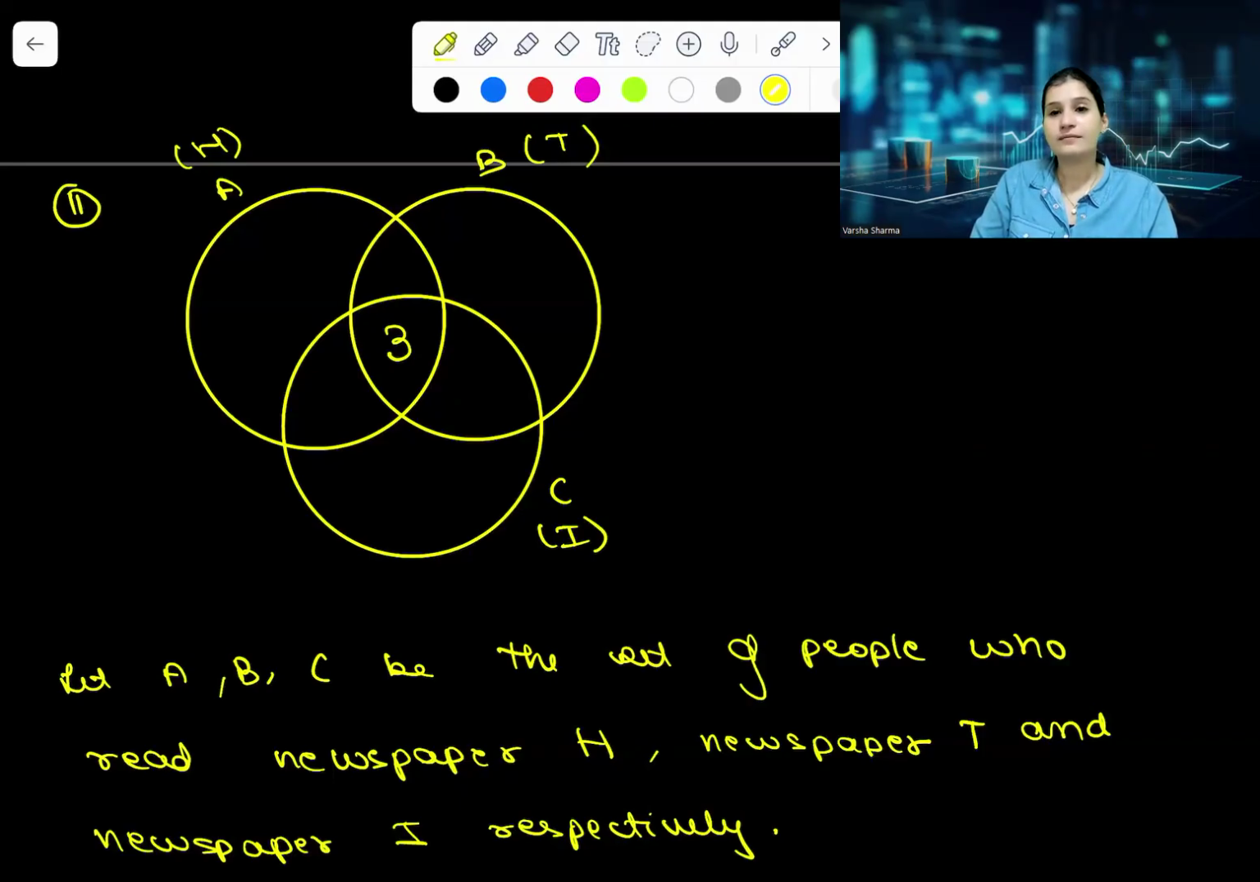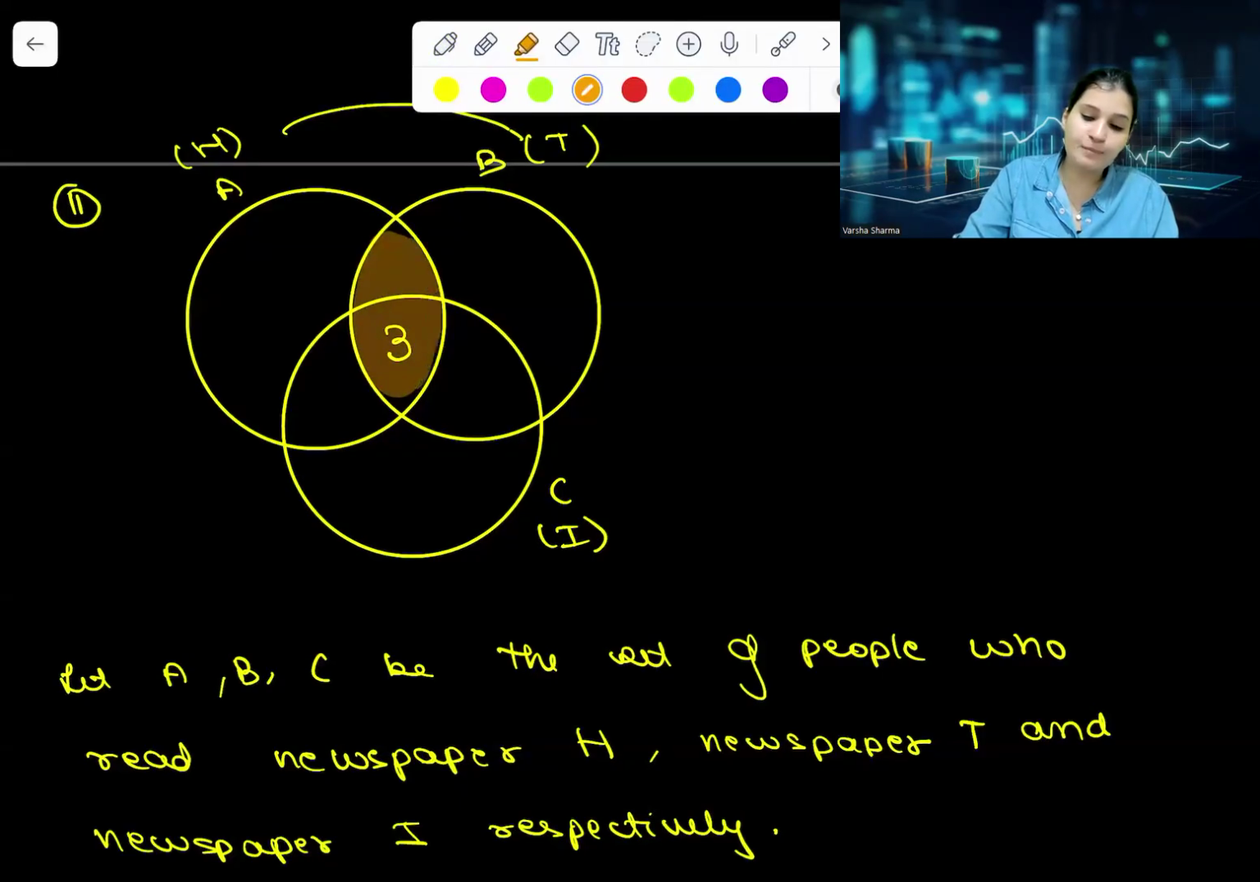Understood? Now H and T both. How many read both newspaper H and newspaper T? 11. That means in this shaded lens, there should be 11 people. But out of 11, I've already placed 3. So how many are remaining? 8.